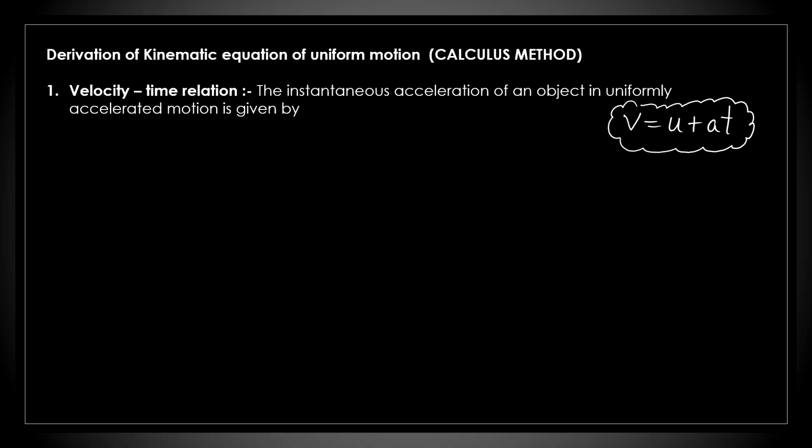The instantaneous acceleration of an object in uniformly accelerated motion is given by a equal to dv upon dt, which is instantaneous acceleration. Then a dt equal to dv, which is equation first.